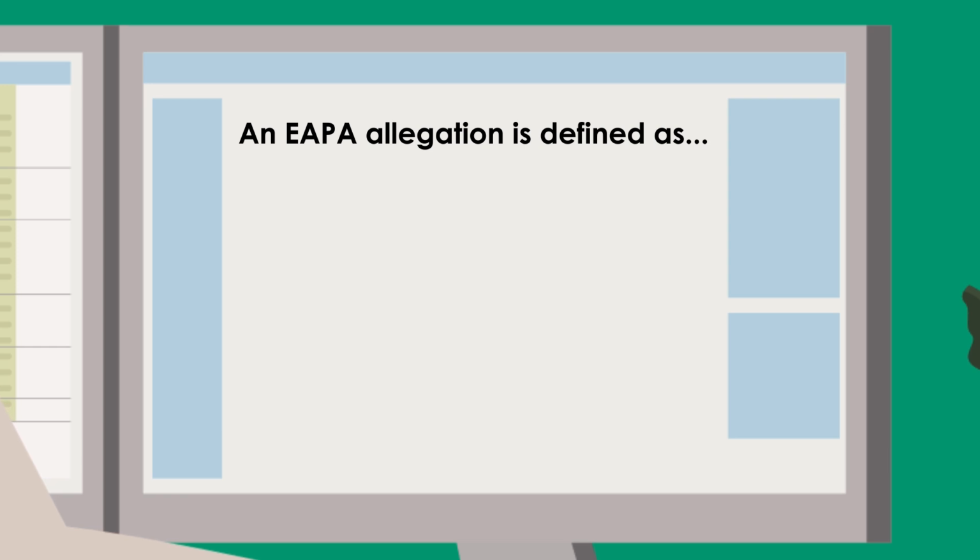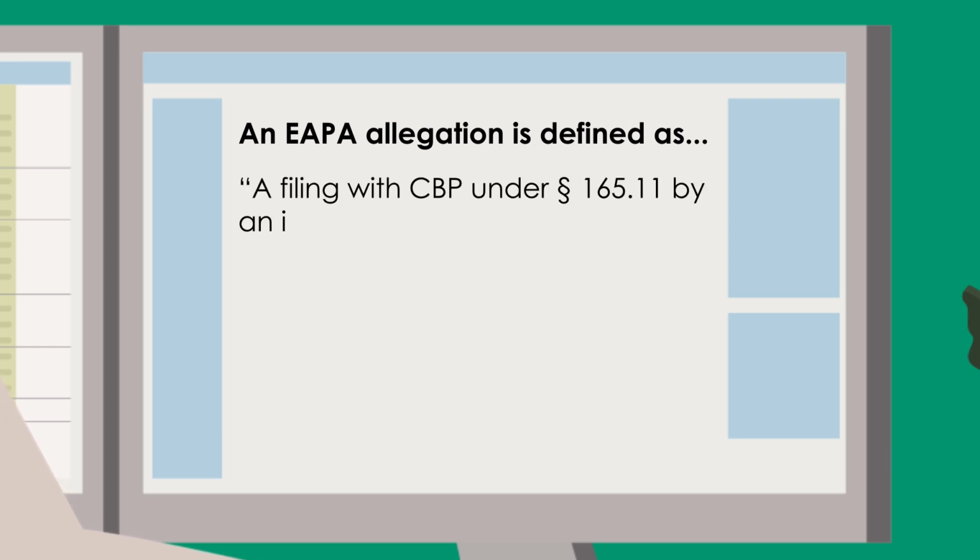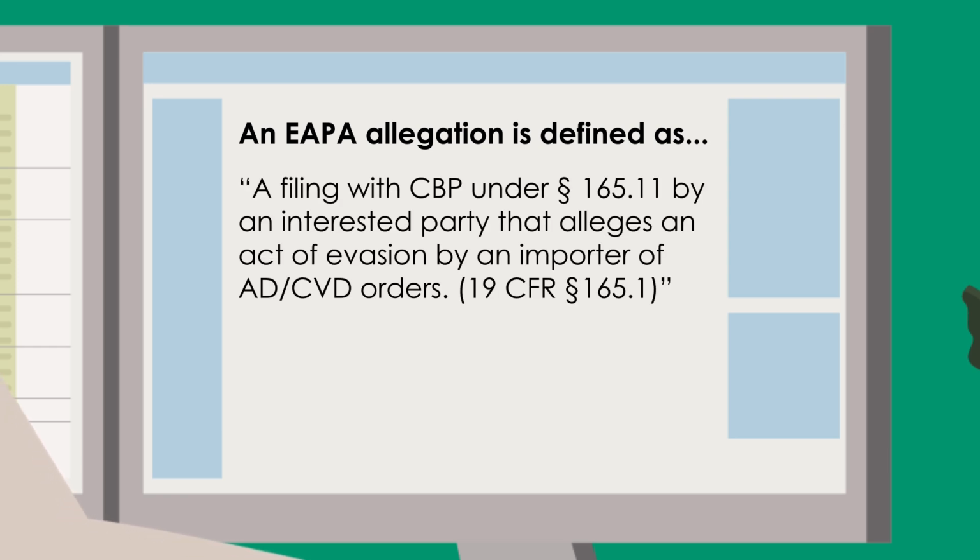An EAPA allegation is defined as a filing with CBP under Section 165.11 by an interested party that alleges an act of evasion by an importer of AD/CVD orders. The definition of interested parties can be found in 19 CFR Section 165.1.